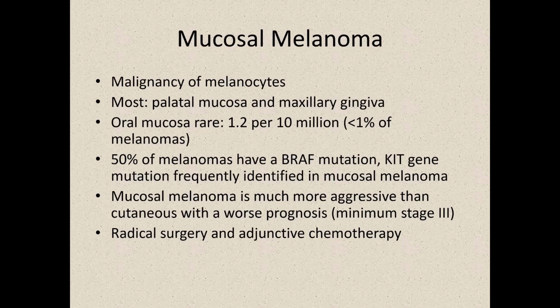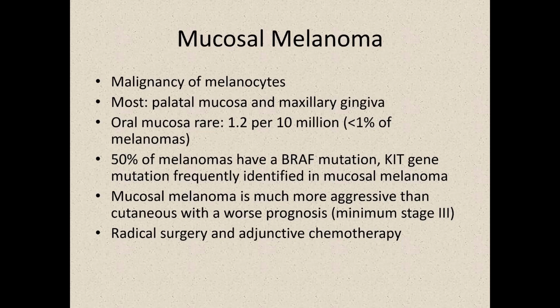And 50% of melanomas of the skin have a BRAF mutation, and there are targeted treatments against BRAF if the patient has a BRAF mutation in their melanoma. In mucosal melanoma, we often see KIT, especially c-KIT gene mutations, but these are more sporadic and they don't respond quite as well as skin melanomas do to targeted therapy.